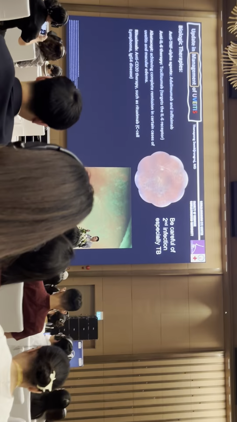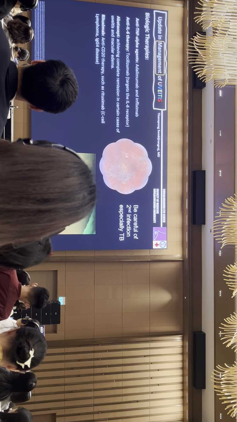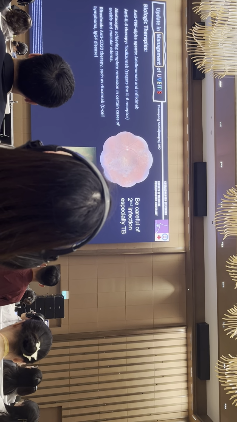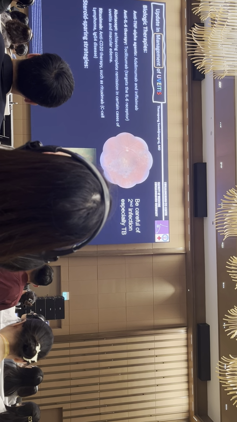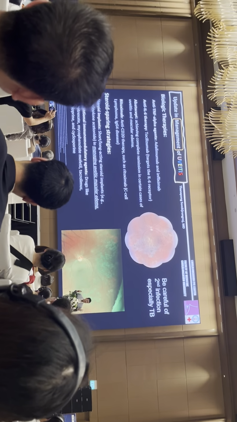Okay? But when we use this kind of thing, we really have to be aware of one thing. Because the TNF inhibitor can reactivate tuberculosis. Okay? So think about infection first. Okay, steroid sparing strategy, don't be too afraid of the immunosuppressive therapy.